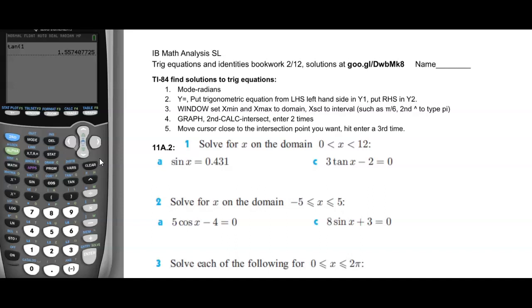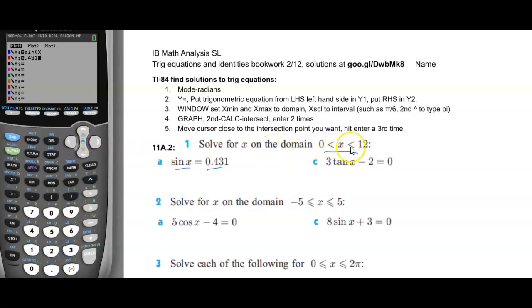Okay, let's do one. It's a little easier if we demonstrate by doing. First of all, make sure you're in radian mode for any kind of graphing of trig functions. All right, so we are going to type in the left side. We're going to put that in y1, so sine x. We're going to put the right side in y2. And then we're going to graph it.